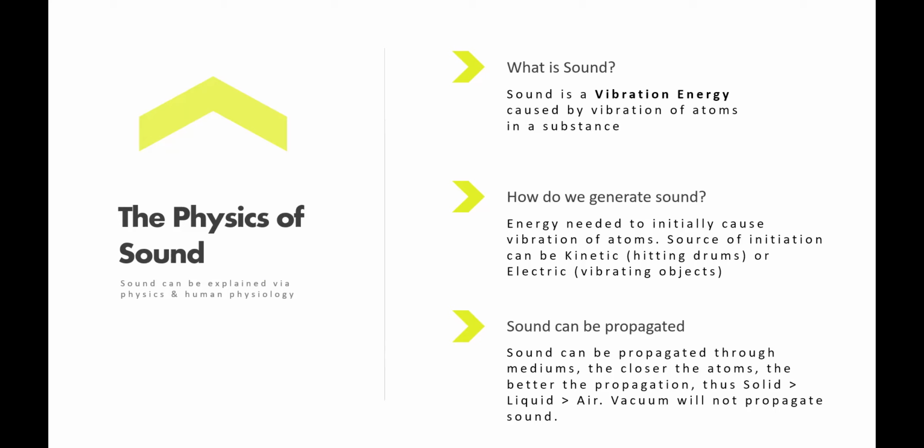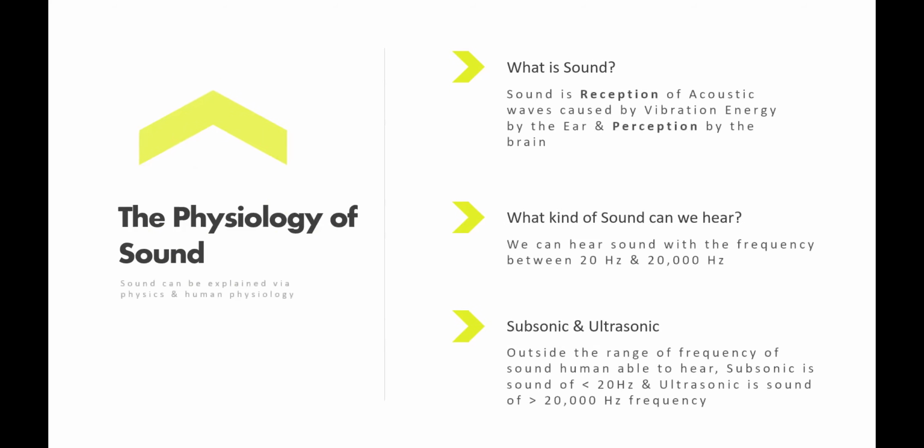Okay, so how do we generate sound? Energy is needed to initially cause the vibration of atoms. The source of initiation can be kinetic, like hitting drums, or electric, like vibrating objects using electric energy. Sound can be propagated through mediums. The closer the atoms, like in a solid, the better the propagation of sound. So solid is better than liquid, and liquid better than air, in terms of propagation of sound. A vacuum, like outer space, will not propagate sound because there are no atoms to conduct the vibration.